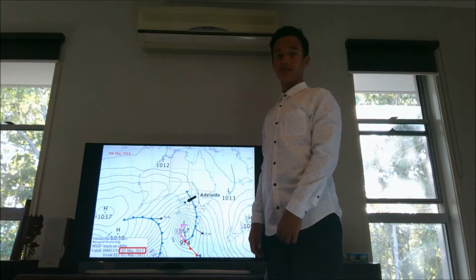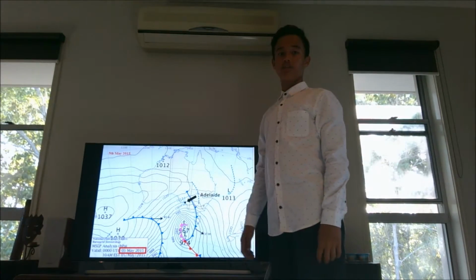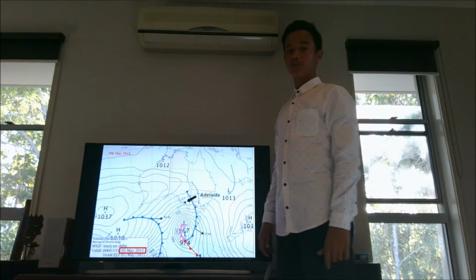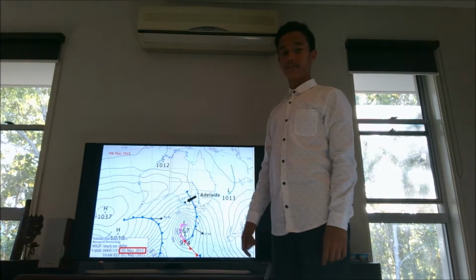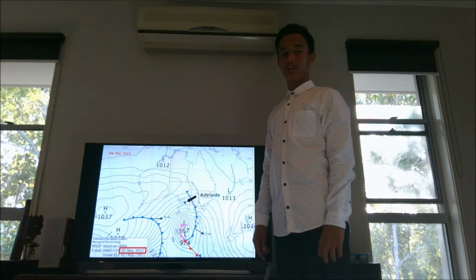Adelaide was being affected by a low pressure system, like Hobart and Brisbane. Cold weather and the air was moving in an anti-clockwise direction. You experienced temperatures of 15 up to 25 degrees.